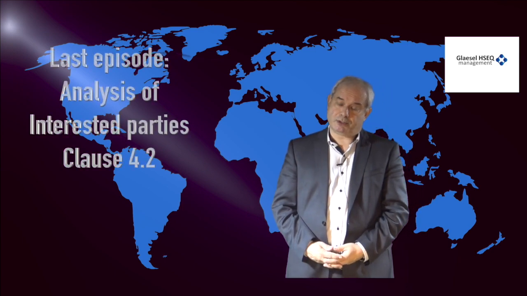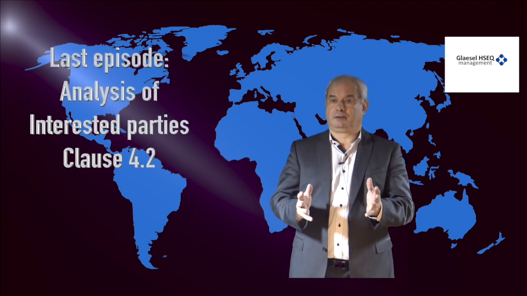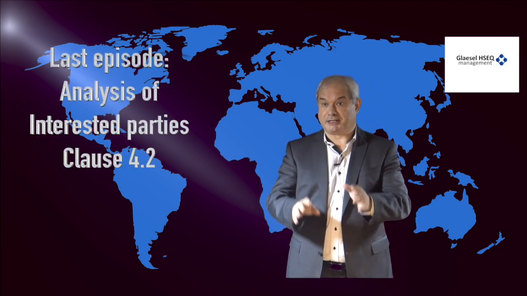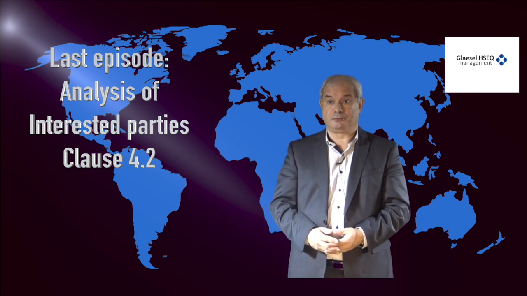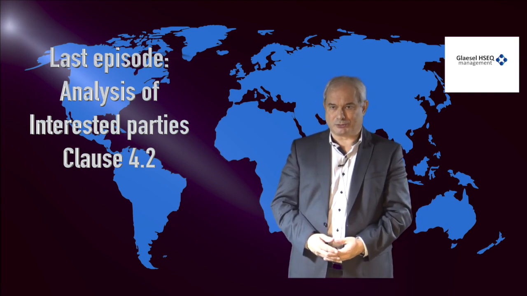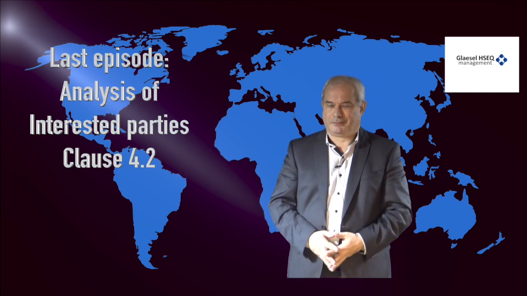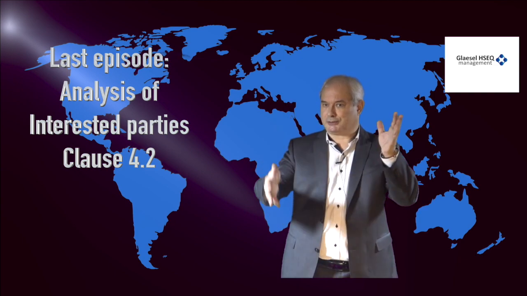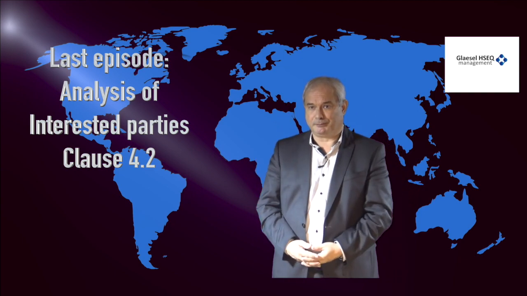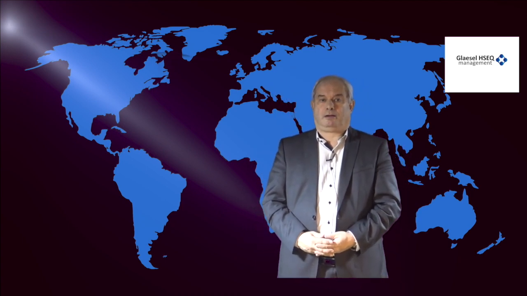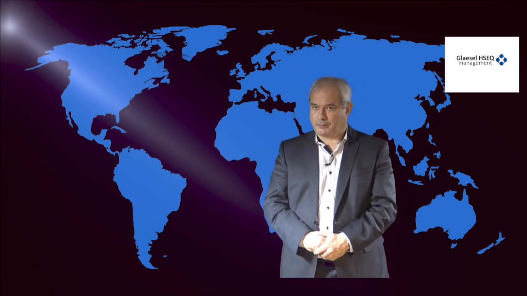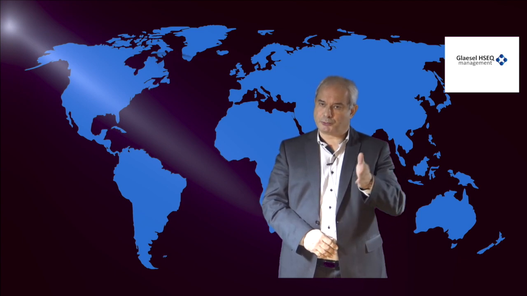In the last episode we talked about the analysis of interested parties. That's actually clause 4.2, and in this episode I'm going to talk about 4.1. So it doesn't matter actually, because these are going to be made in parallel when you make the system. This is just the way I prefer to do it. Looking at the clause, which is the same clause in all three standards.